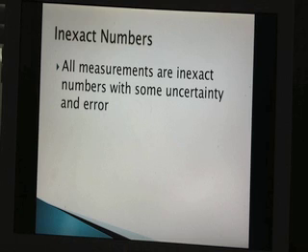Inexact numbers are numbers and values that have some uncertainty and some error in them. All measurements that we make in science are inexact numbers with error in them. This error can come from the equipment that we're using if it's not calibrated the right way, or it could just be human error. We can all interpret the markings on a ruler or on a burette differently.